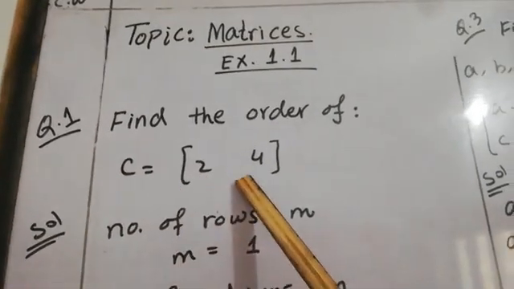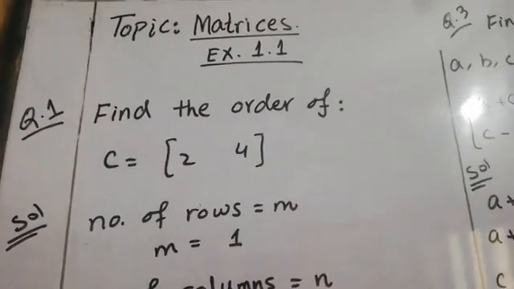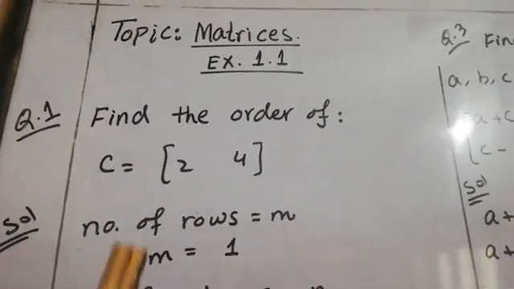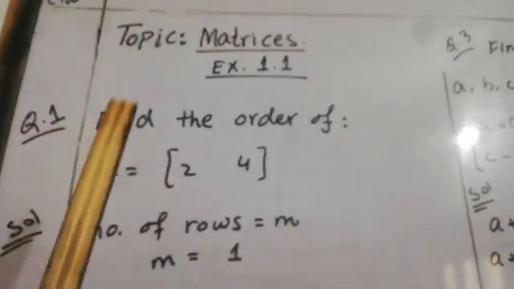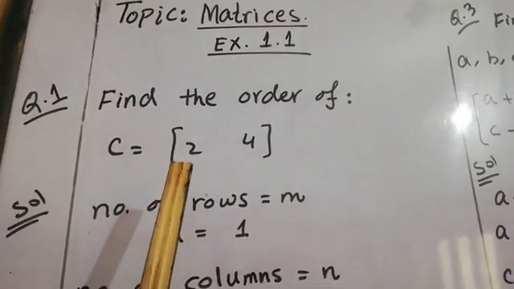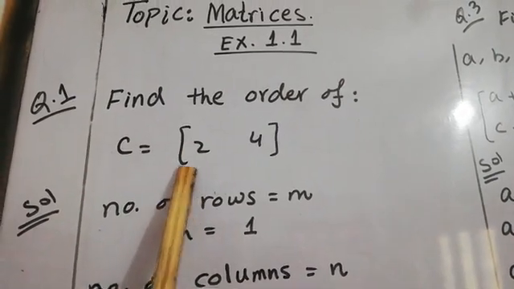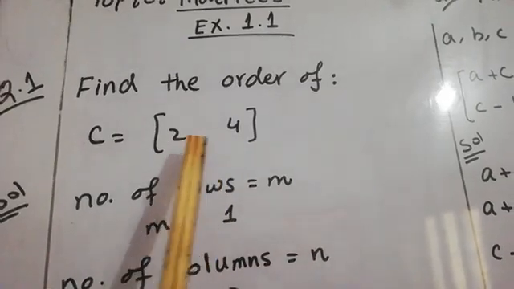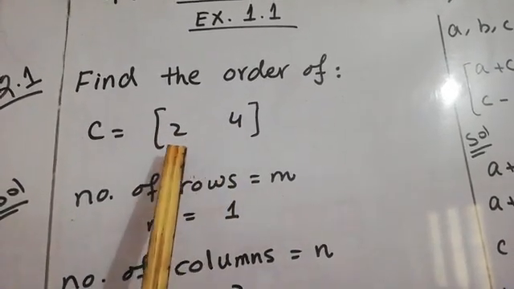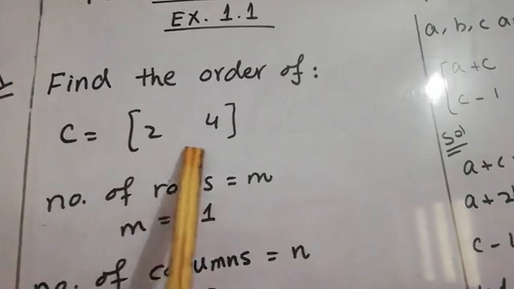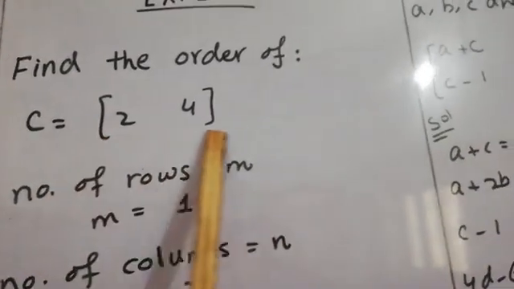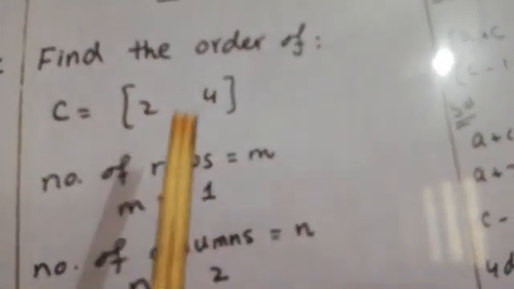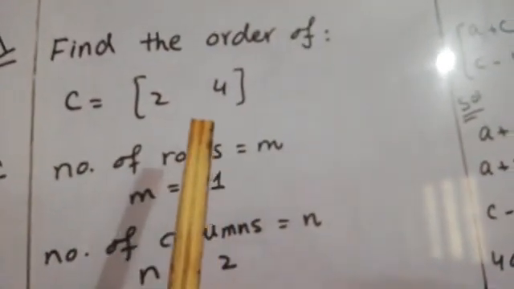Matrix is the singular form and matrices is the plural form. The idea of matrices was invented by the mathematician Arthur Cayley. First of all, remember that the numbers written in the brackets are known as entries or members. If the entries are written horizontally, they are known as rows, and the vertical entries are known as columns.